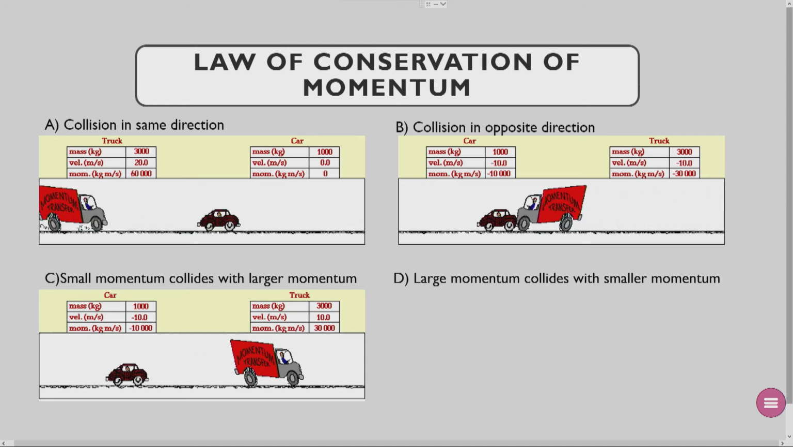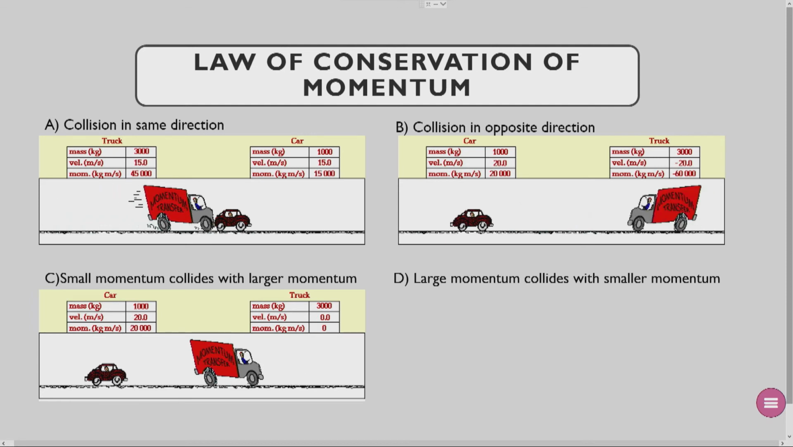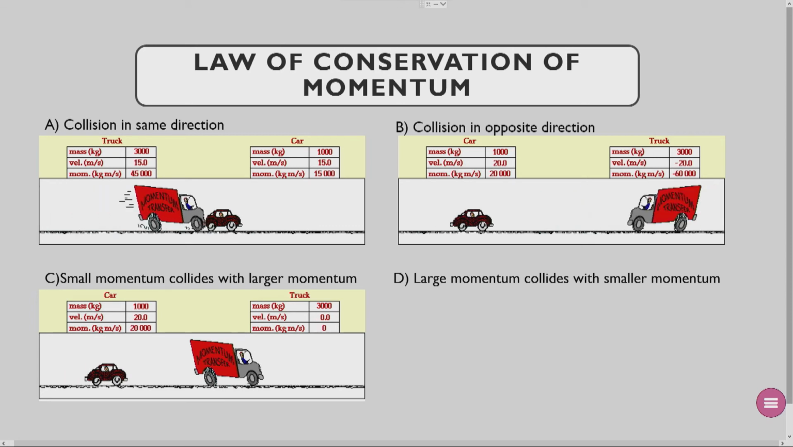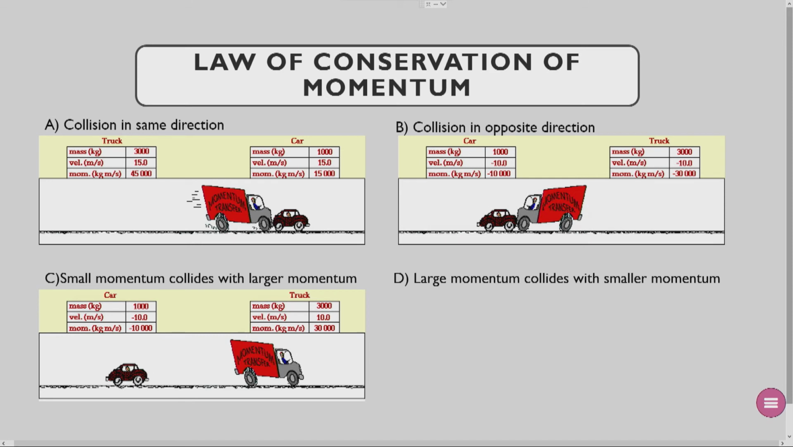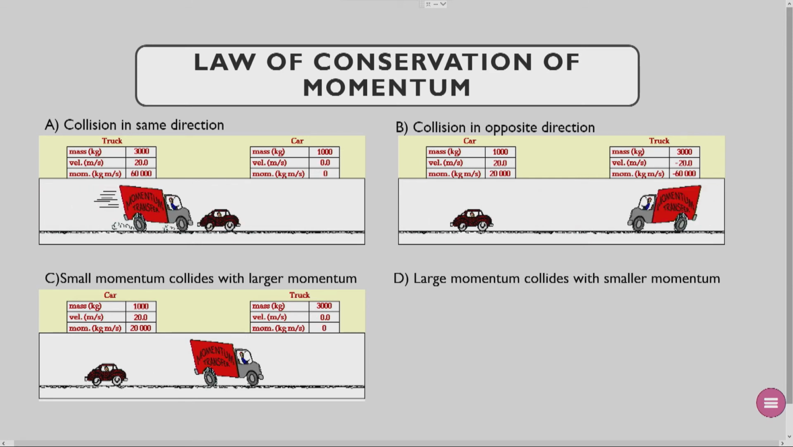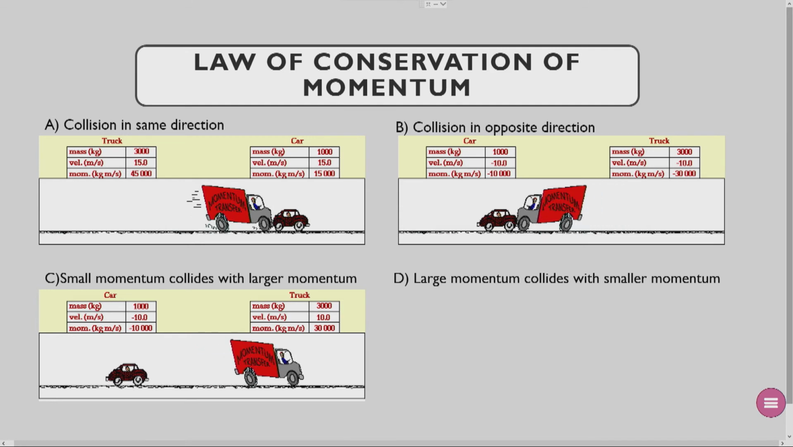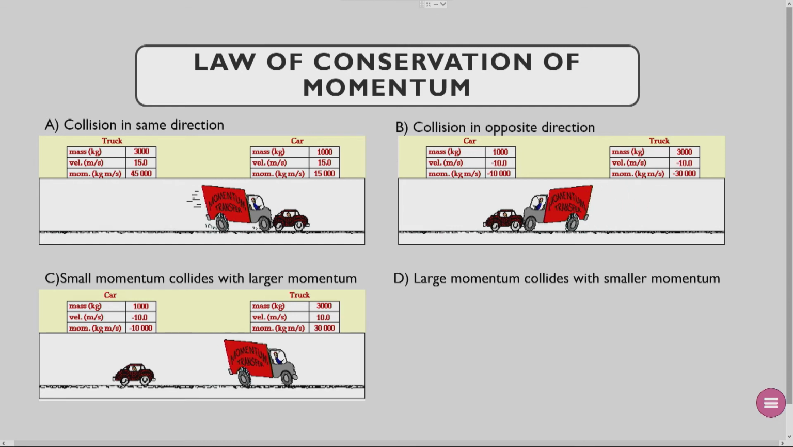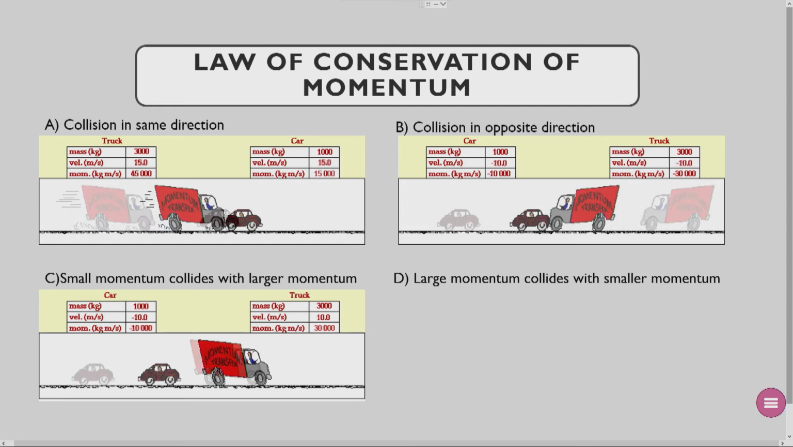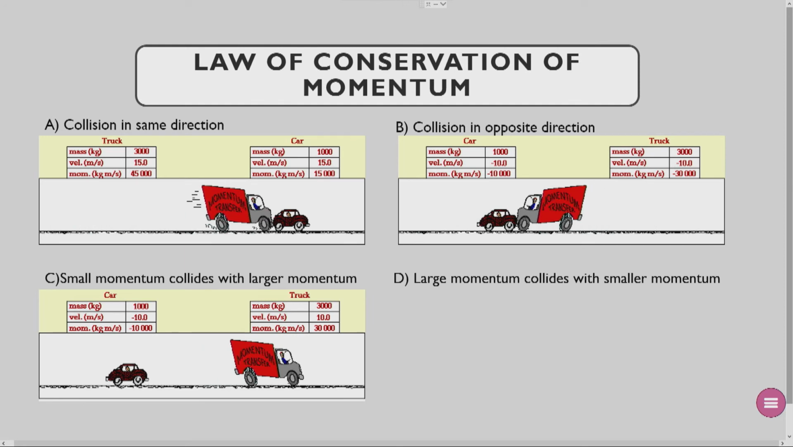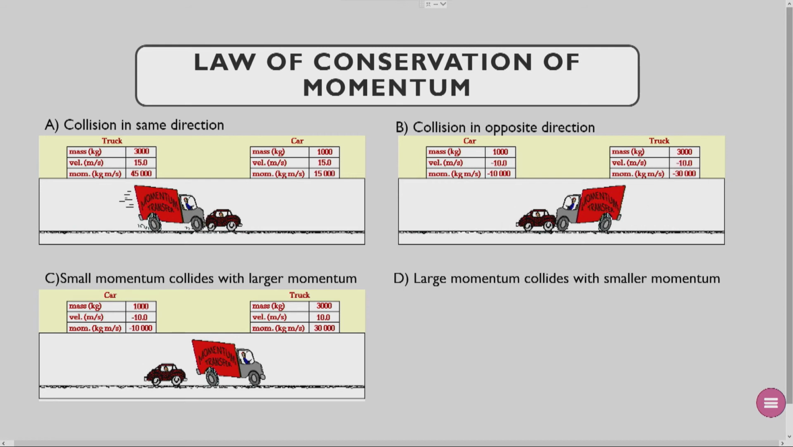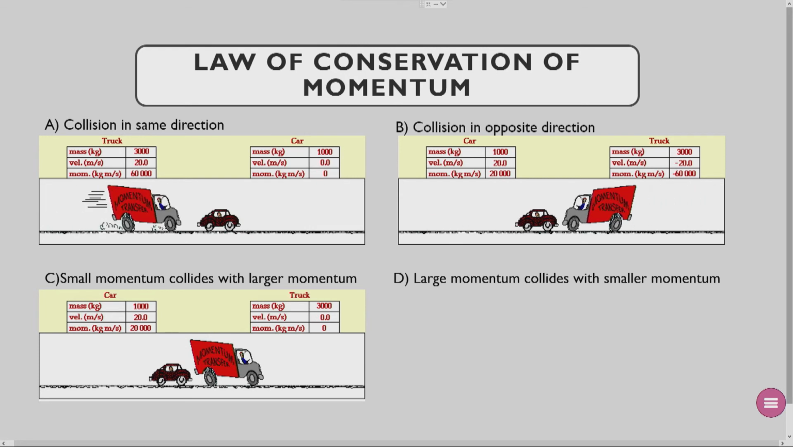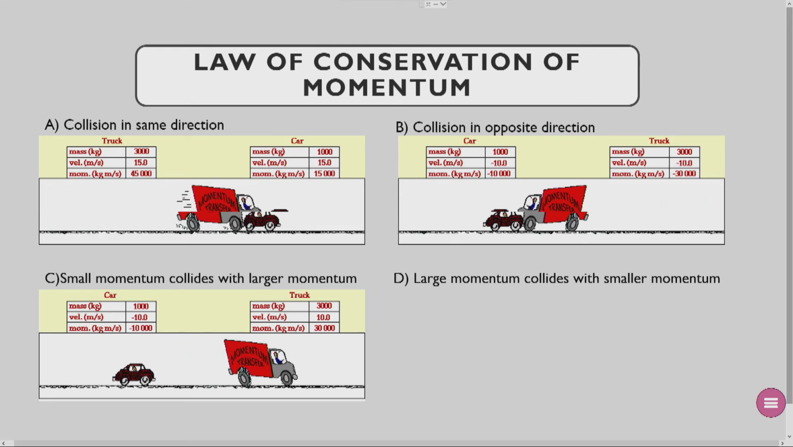Initially, we have 20,000 kilogram meters per second. After the collision, the car has minus 10,000 kilogram meters per second, whereas the truck has 30,000 kilogram meters per second. And so if we add minus 10,000 plus 30,000, we end up with 20,000 kilogram meters per second as the total momentum. So once again, momentum is conserved because we have before the collision 20,000 kilogram meters per second, and after the collision we also have 20,000 kilogram meters per second.